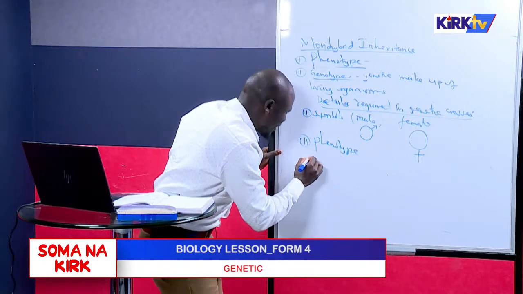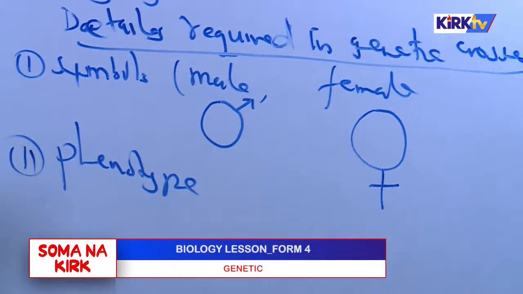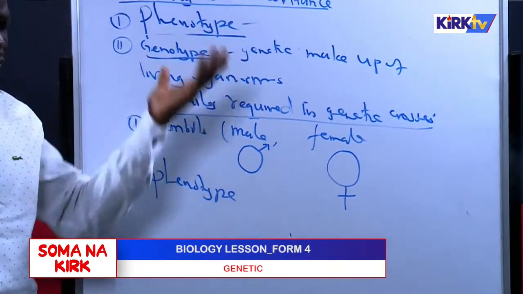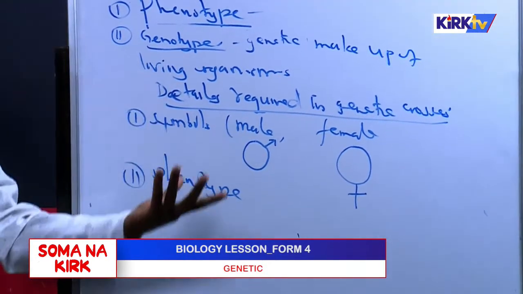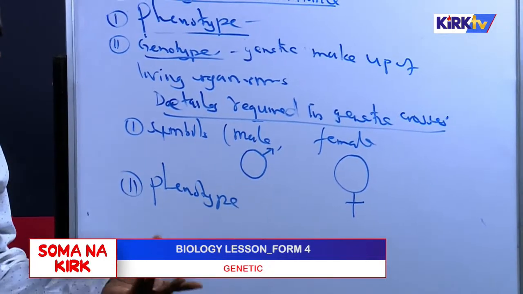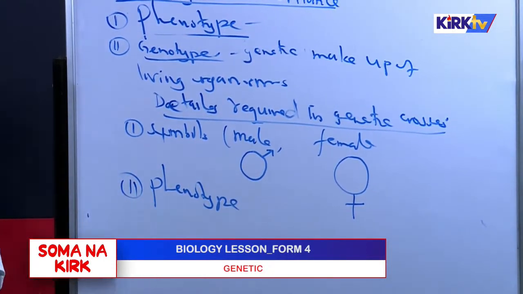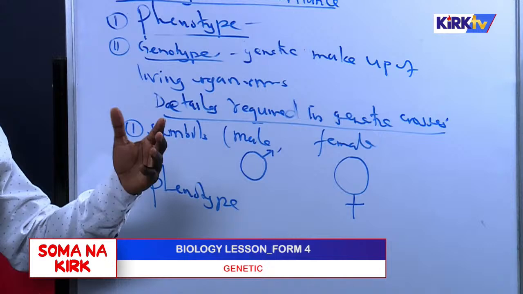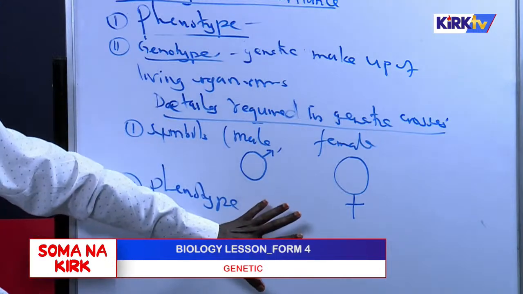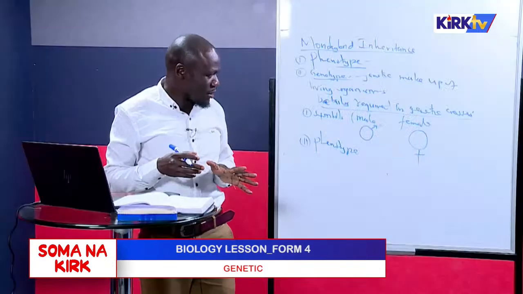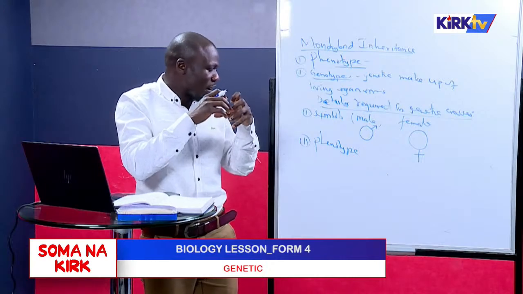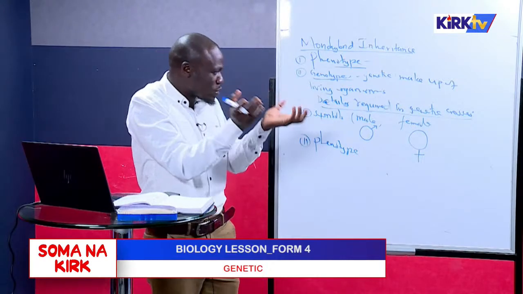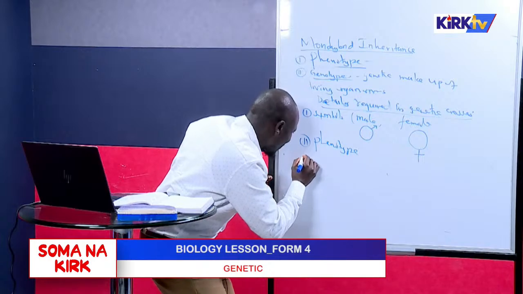We must ensure that the phenotype here is what you'll be able to see from outside. Maybe this particular organism is dark in color in terms of skin tone, or in terms of height. You'll be able to say this organism is short, and you have to indicate that in writing. So that is the observable outer appearance, or what we'll be able to see from outside.